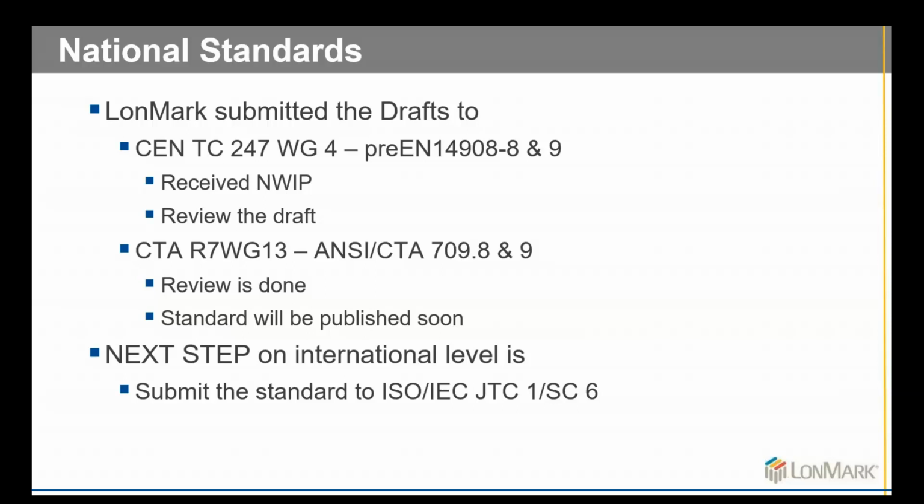And the other one is CTA R7 Working Group 13, and here is the US standard family, the 709, and here it will be 709.8 and .9. Here the review is done, and I think it's already voted, so we are very confident that we will have a published and released US standard very soon. In Europe, this will take longer, to say it that way. The next step for us is to bring these national standards to the international level, which is ISO IEC. And here our standards family, 14908, is in JTC1 SC6. So that's the plan.